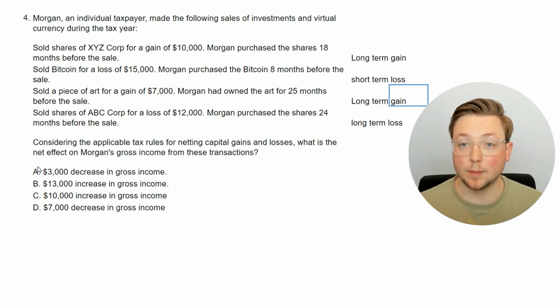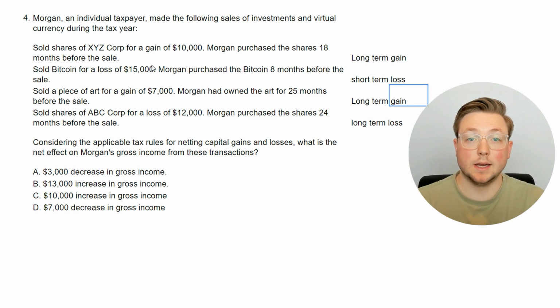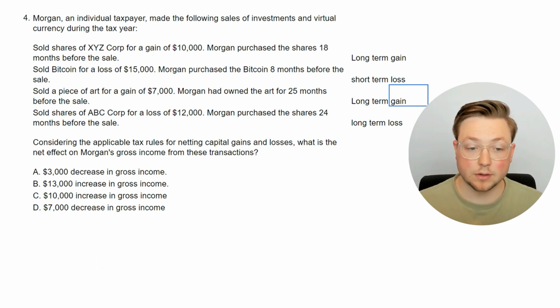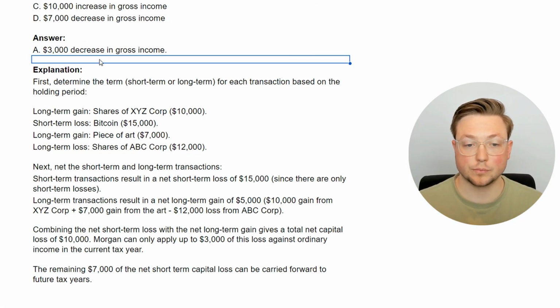But there was a rule up above that we went over already, and that was that if there is a net capital loss, it is limited to $3,000 being able to affect the ordinary income per year. So that would mean that there's a $3,000 decrease in gross income and that the remaining $7,000 is going to be carried forward. So let's look at the answer and see if we're correct there.